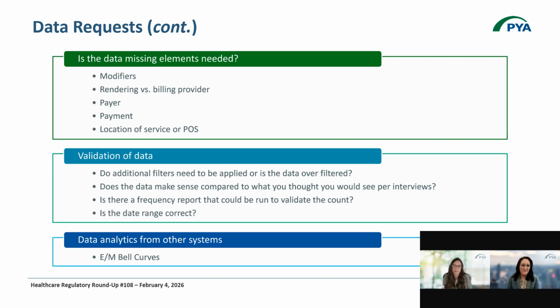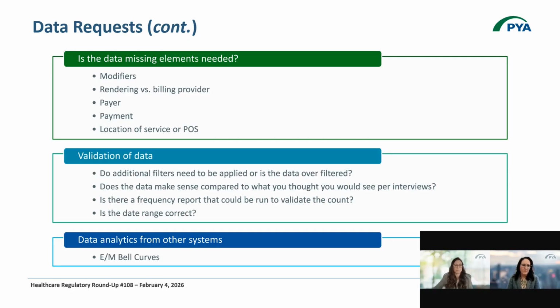Check your date range as well. We see mistakes often here if the report was run by payment posting date versus date of service. That can throw off your date range very quickly. And then again, similar to the level 5 example, just vet your data against analytics from other systems such as the E&M bell curves.